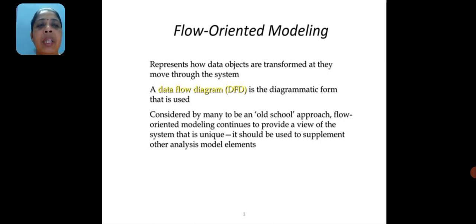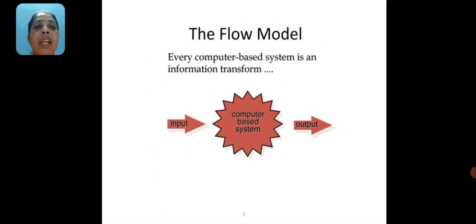It may be, for example, an old school approach. Flow-oriented modeling continues to provide a view of the system that is unique. It should supplement other analysis model elements. The flow model shows the structure of the computer-based system, that is, how we can send information from one input to another. It is a normal diagram to represent the given process.